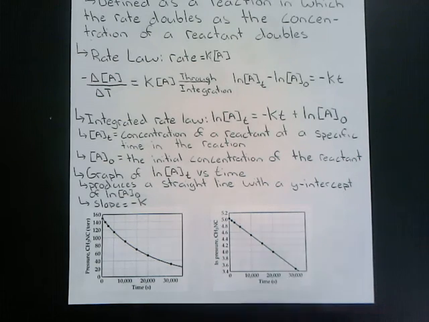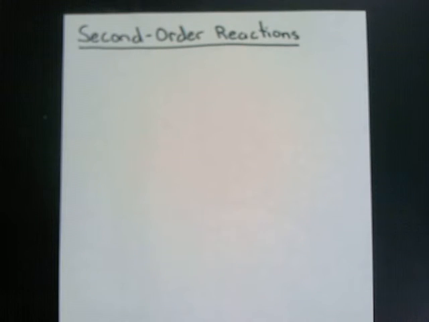So second order reactions, a little bit different, but we start out here with the definition. So second order reactions are defined as a reaction in which the rate depends on the reactant concentration to the second power, or on the concentration of two reactants, each raised to the first power.